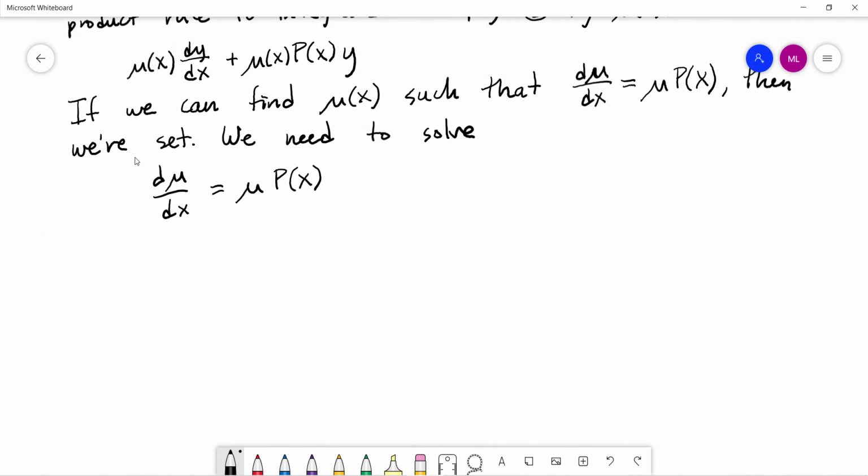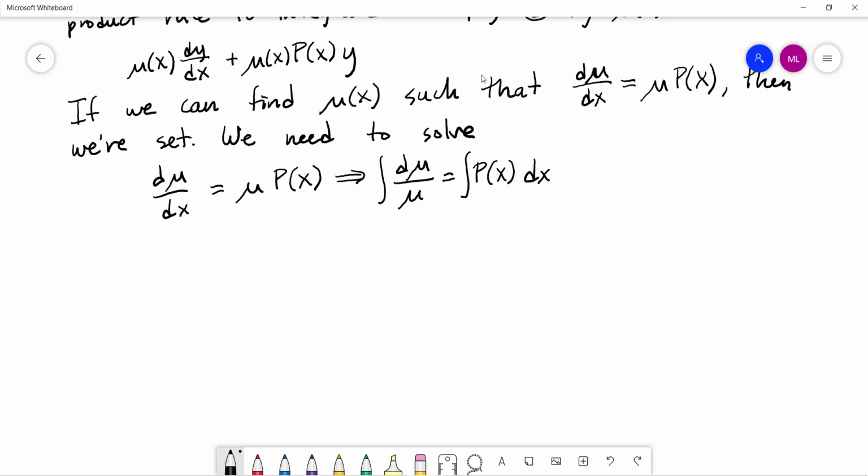So all I need to do is get all the mu's on one side and all the x's on the other side, right? We're using mu instead of y. There's no y involved in this equation. This is a differential equation for mu. So if I get all the mu's on the left, all the x's on the right, then we're good to go. So I've got d mu over mu on the left. I divided both sides by mu. And then I multiply both sides by dx to get p of x dx.